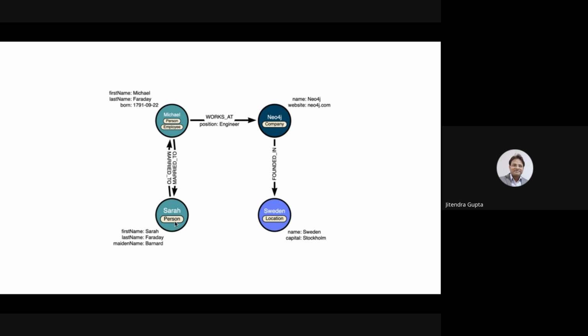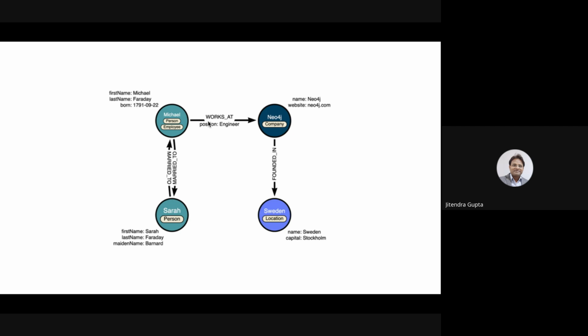Okay. Now, what is the relationship between Michael and Sarah? If I want to represent that, I'll be using a relationship, which is nothing but married to. So that is, you can say, at birth, right? That's how we are trying to establish a connection between them. So this can be a unidirectional or bidirectional kind of relationship that we are able to showcase here.